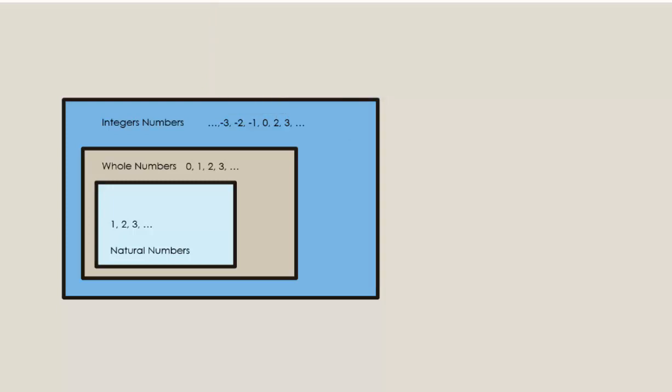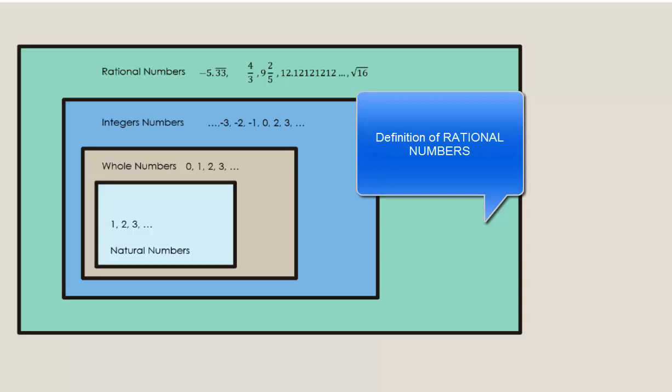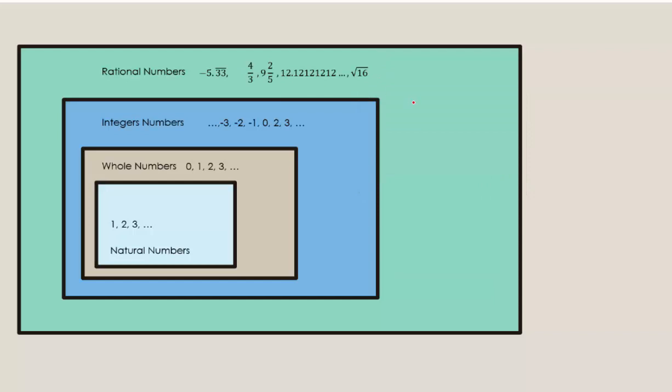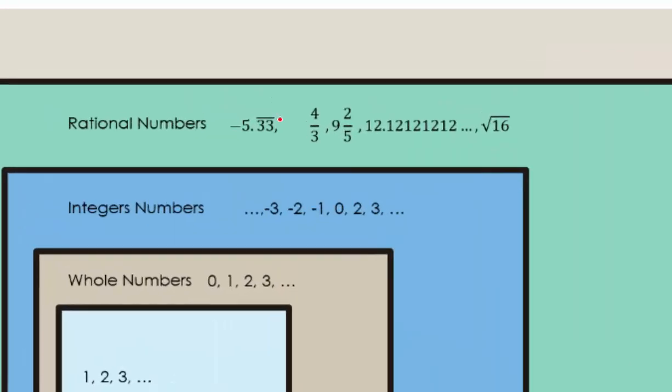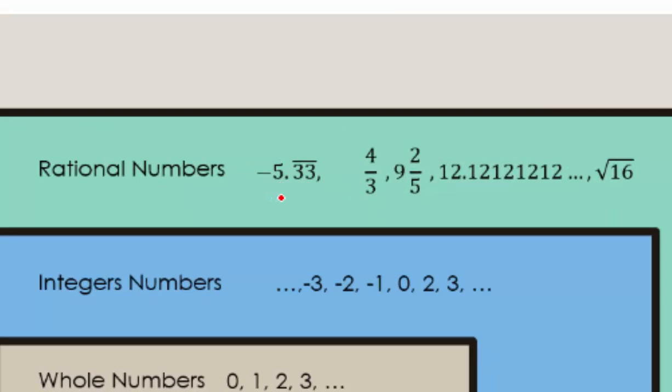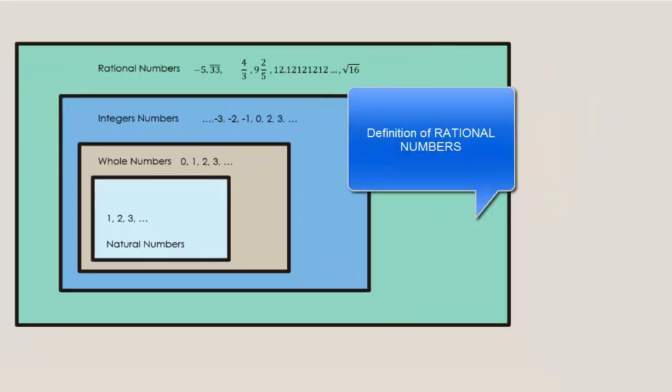So now let's consider a rational number, and this is kind of important. A rational number is anything that can be written as a fraction. So negative 5.3 repeating can be written as a fraction. 4/3, 9 2/5, 12.121212. So a rational number is anything that can be written as a fraction. Since this has a pattern, we can write it as a fraction. Square root of 16. The square root of any perfect square is a rational number.